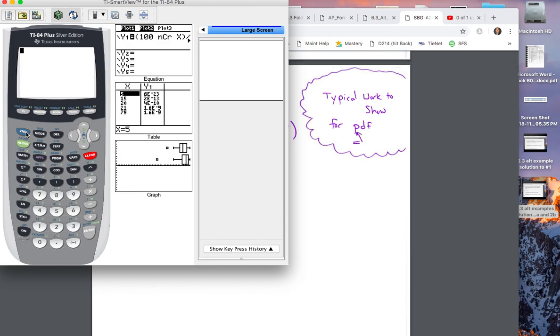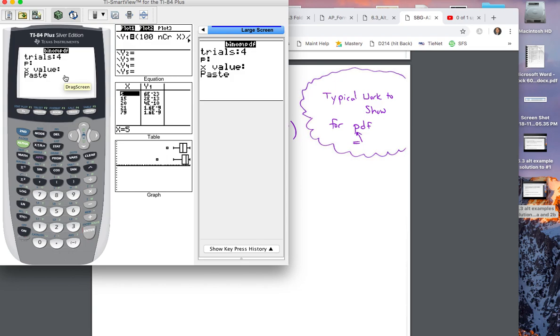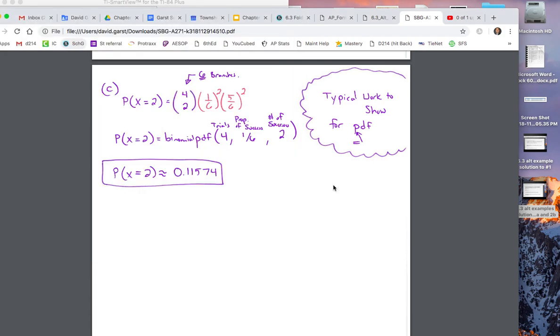So here, if I hit clear, I go to second, distribution, go all the way down to the option. I'm having a hard time getting there. Sorry about that. Here it is, binomial PDF. You hit enter, number of trials is 4, probability of success is 1/6, x value is 2, you press paste, you press enter, and there it is. So you always have to label it: trials, probability of success, and the number of successes too.